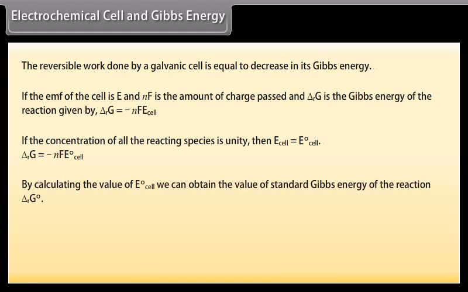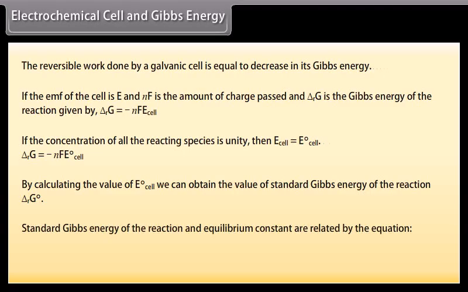By calculating the value of E°_cell, we can obtain the value of standard Gibbs energy of the reaction, ΔrG°. Standard Gibbs energy of the reaction and equilibrium constant are related by the equation ΔrG° = -RT ln K.